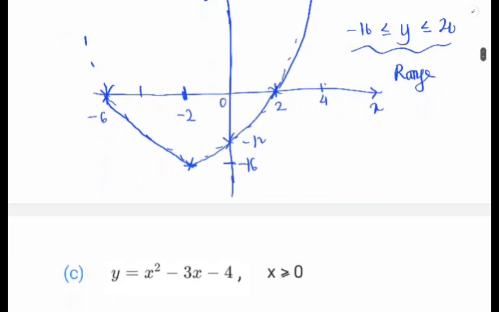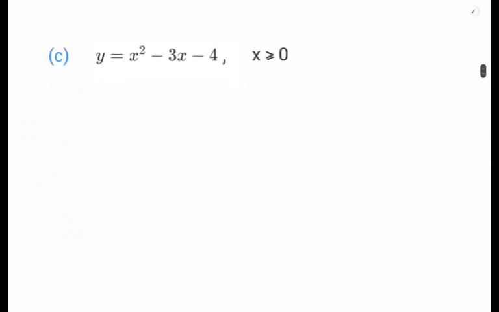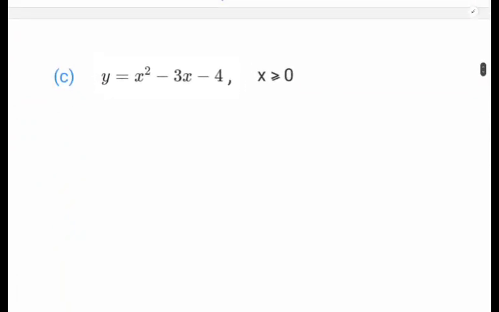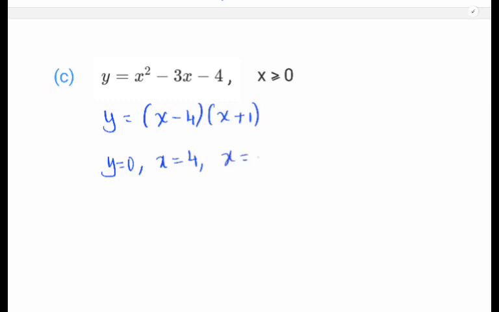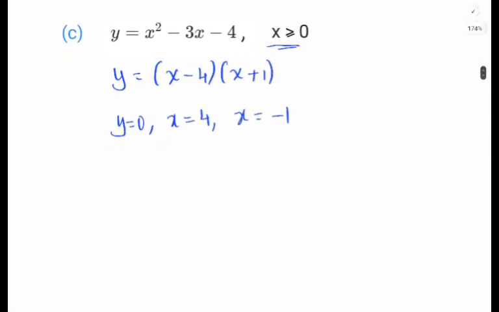Alright. For part C, before we can do this question, we factorize it first. So y equals (x minus 4)(x plus 1). When y equals 0, x equals 4 or x equals negative 1. Now you're only interested in x bigger than or equal to 0. Anyway, you have to draw the graph for the whole curve first.